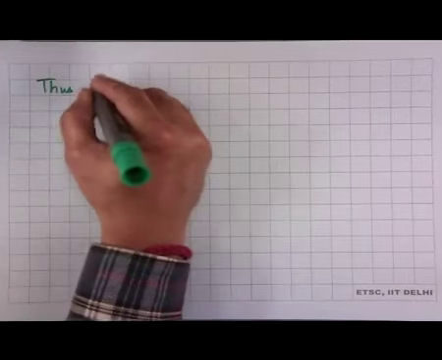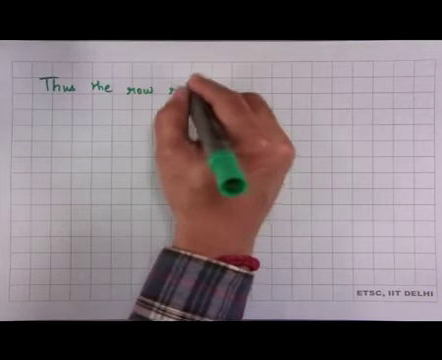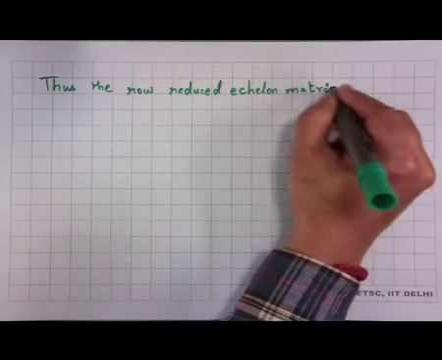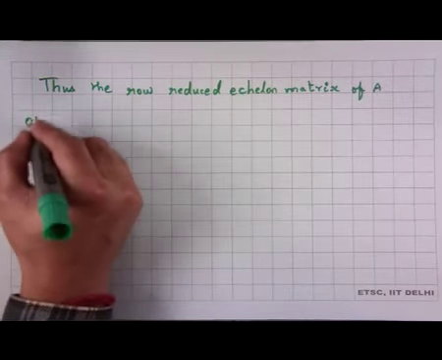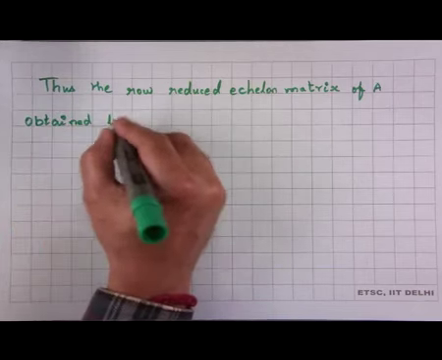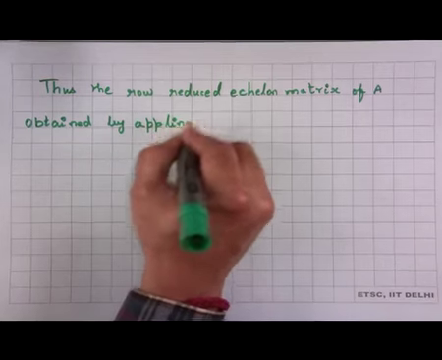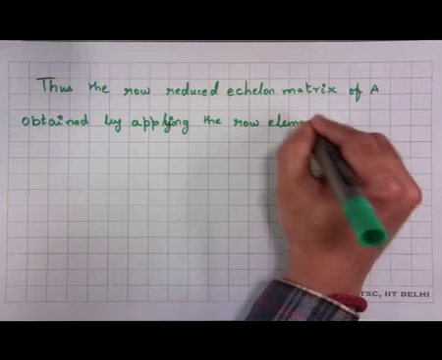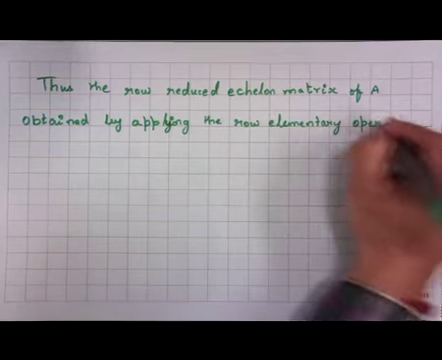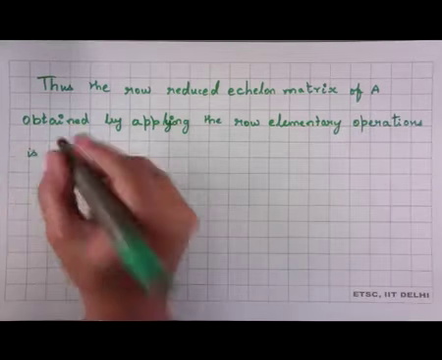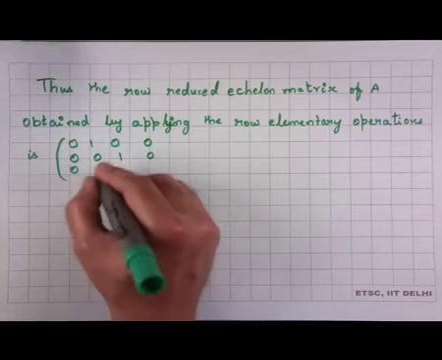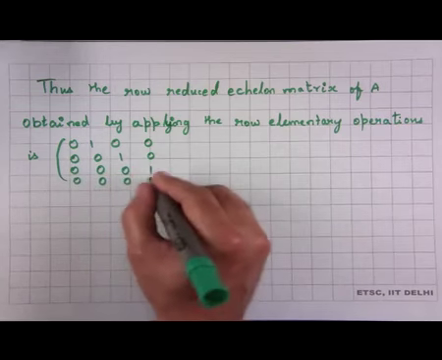Thus, the row reduced echelon matrix of A, obtained by applying the elementary row operations, is the following matrix: 0 1 0 0, 0 0 1 0, 0 0 0 1, and the last row is 0 0 0 0.